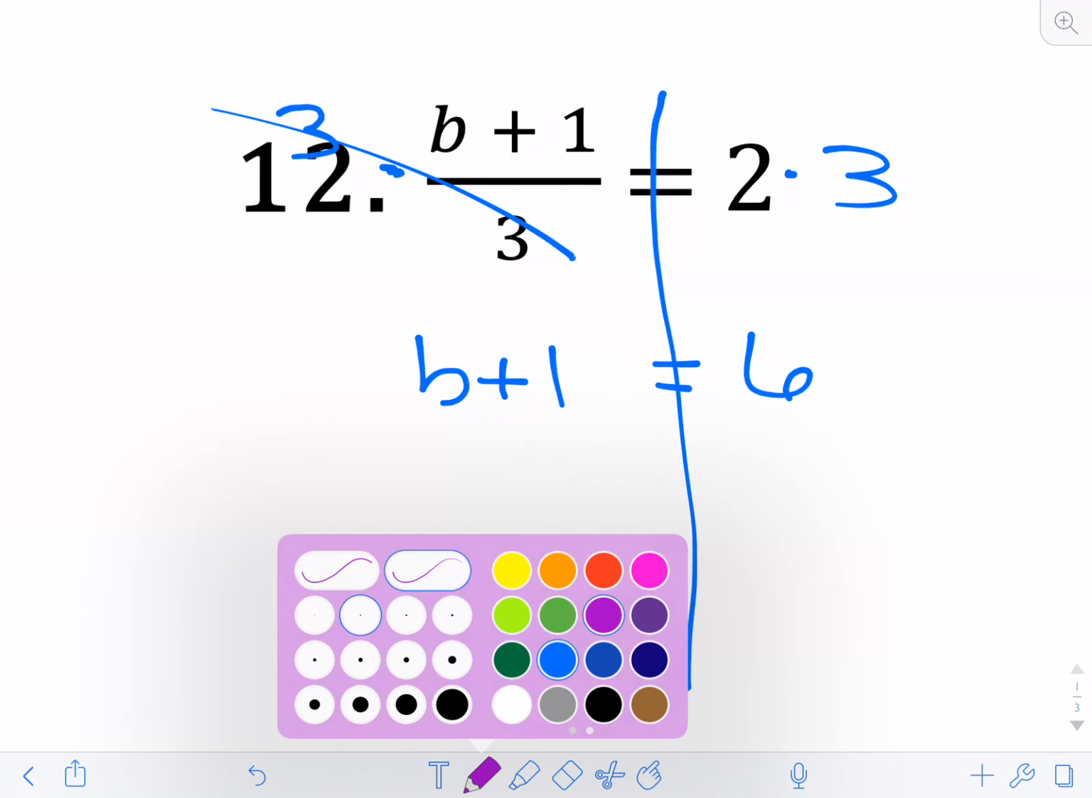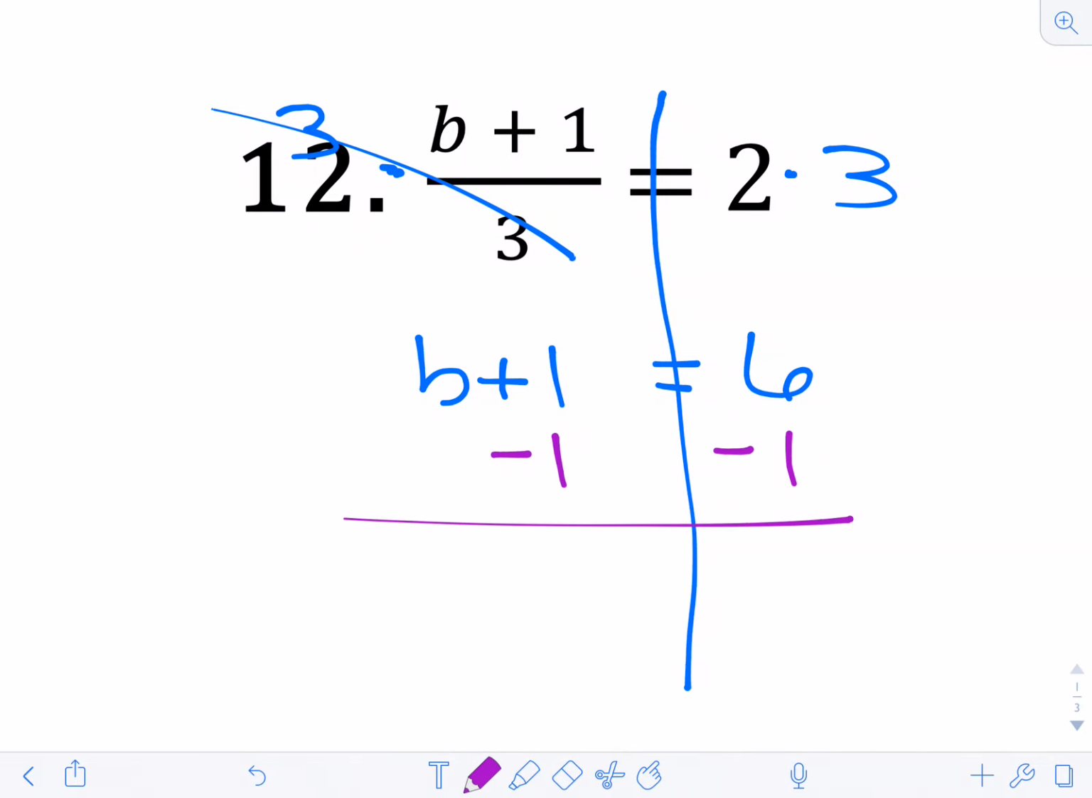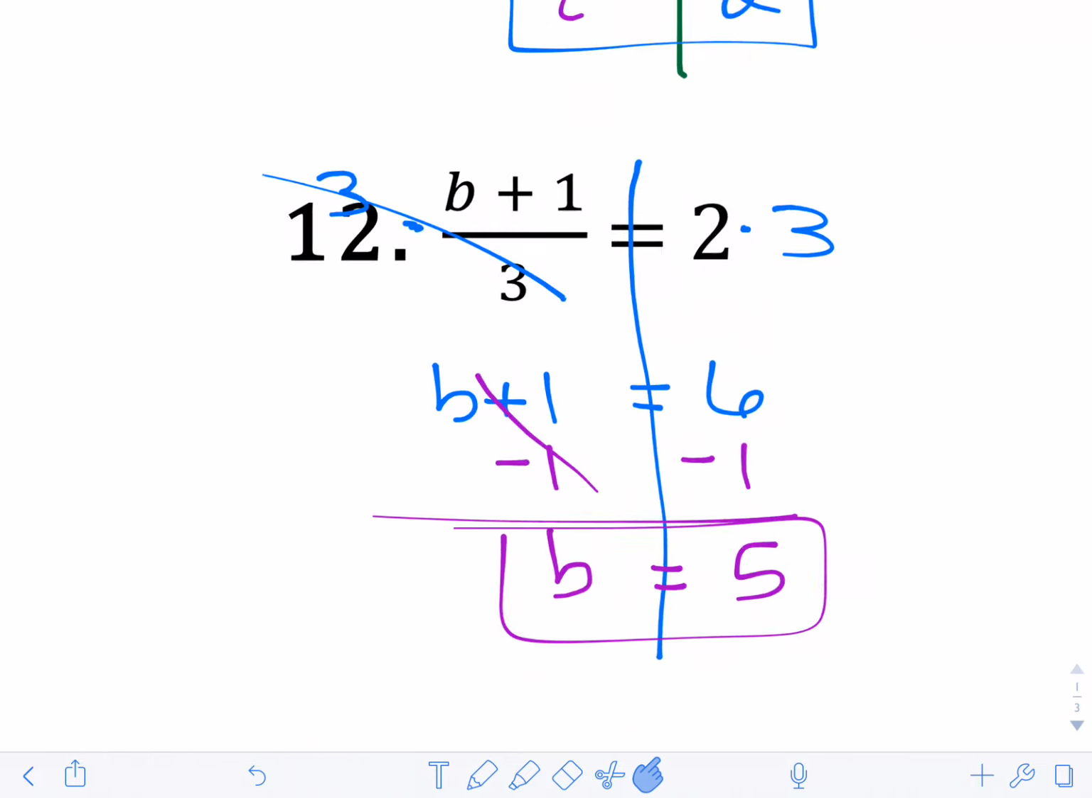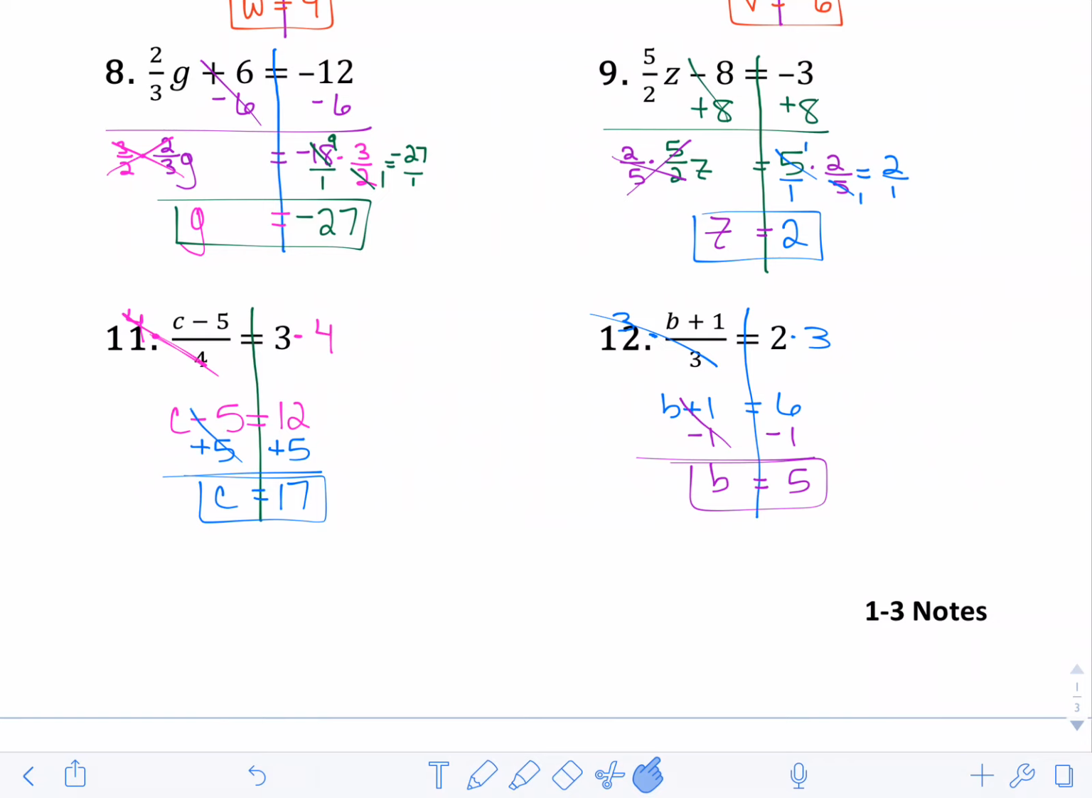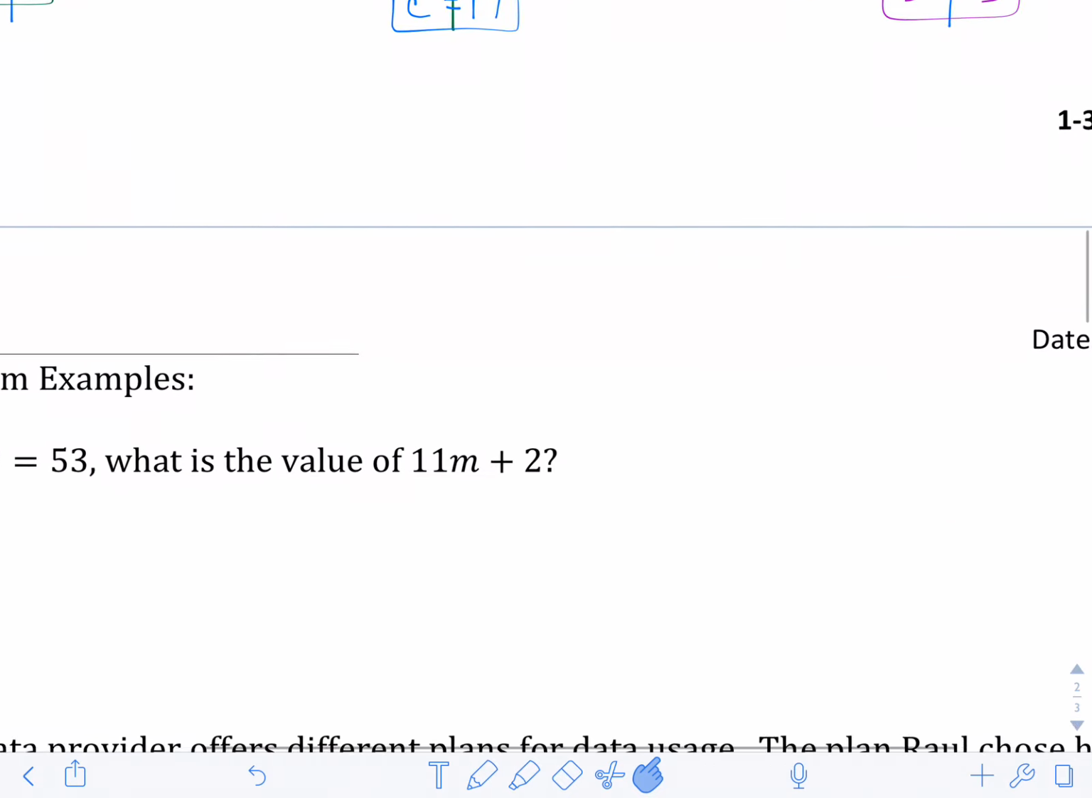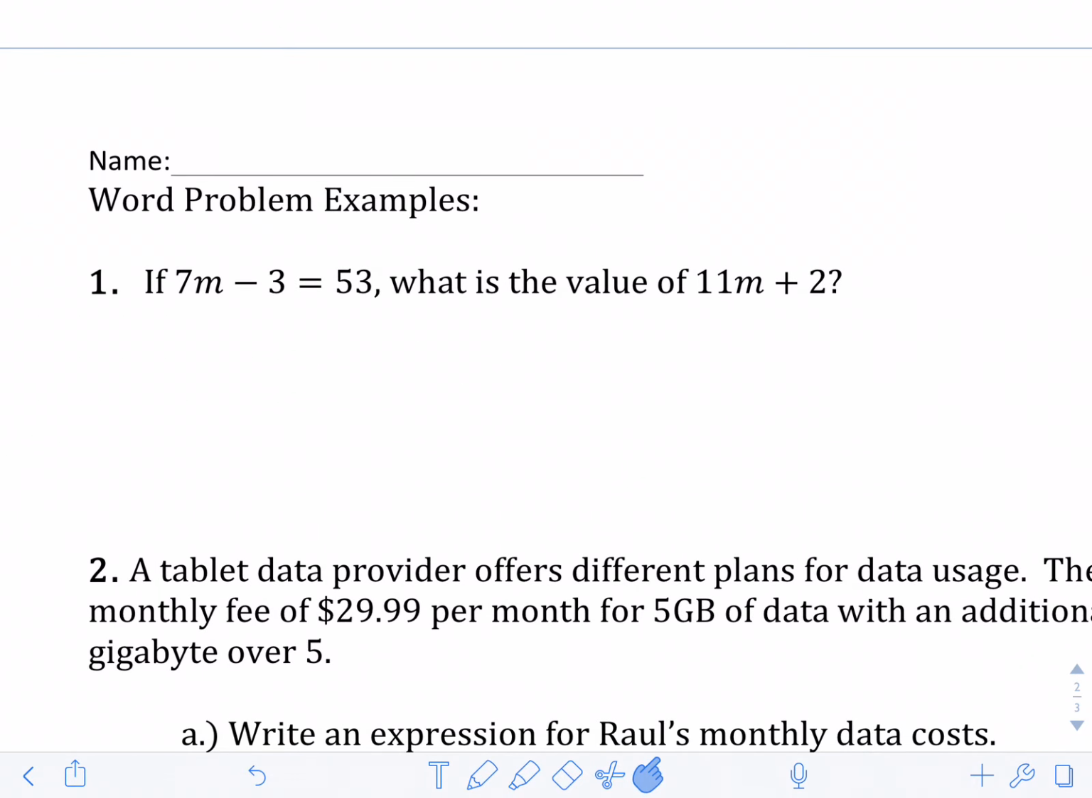And again, this will be really nice. All you gotta do is subtract 1 from both sides. So B is equal to 5. Alright, and now we have a couple word problems and then we're done. Here we go, first one.